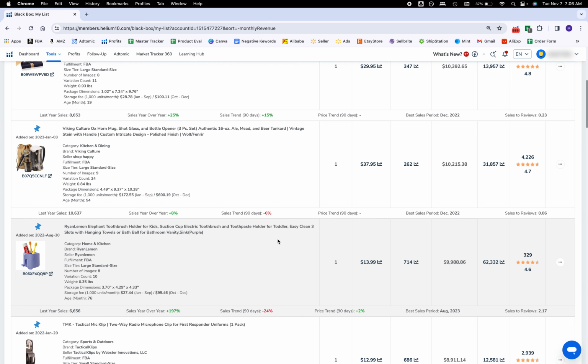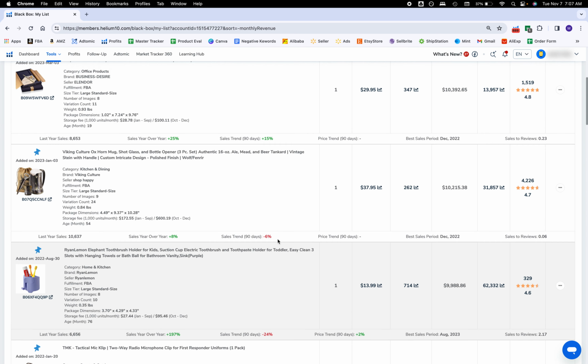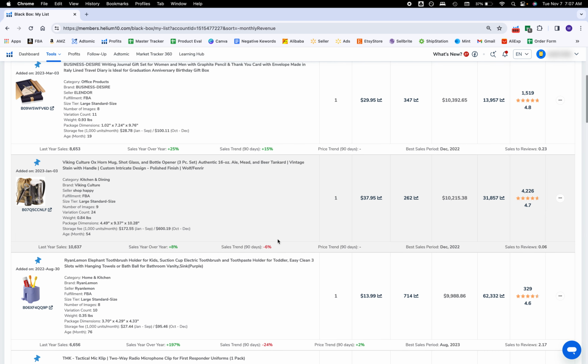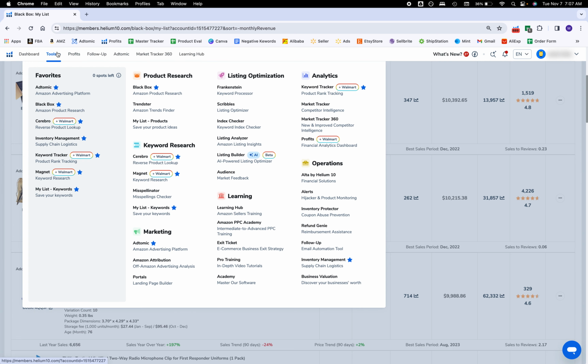So I'm going to go through some of the items that I have had pinned. These are products that I've looked at in the past, and I pinned them here in Helium 10 under tools, and then there's my products.